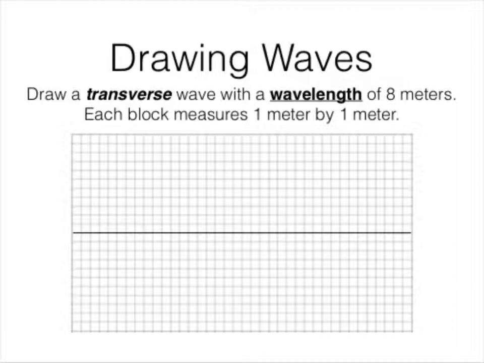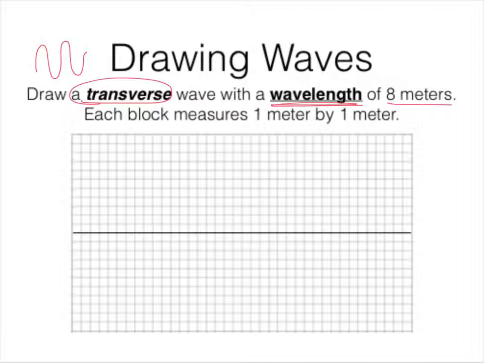In this problem, we want to draw a transverse wave. So we want a wave that looks like this. And we want the wavelength to be 8 meters. Remember, that means that we want the distance between two consecutive points to be 8 meters apart. And since each block measures 1 meter by 1 meter, what that means is we want the consecutive points to be 8 blocks apart.